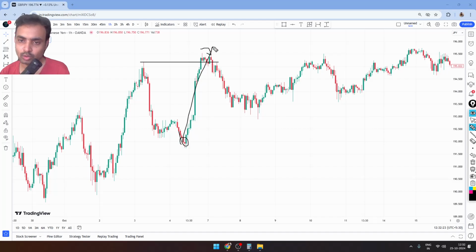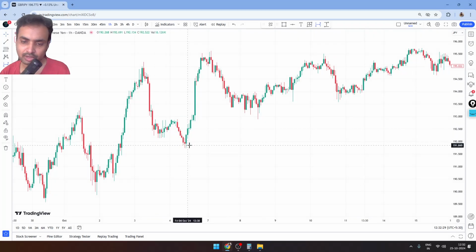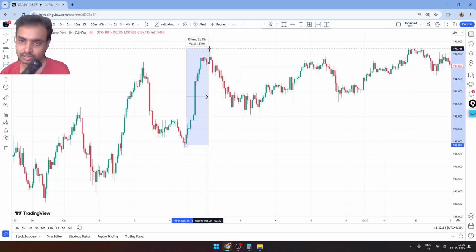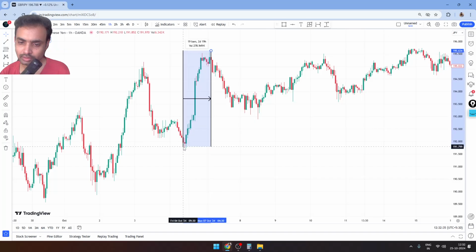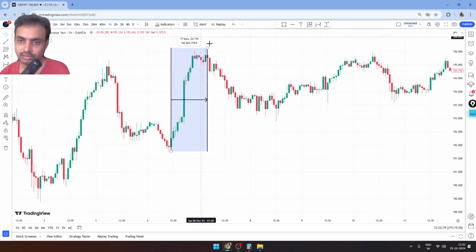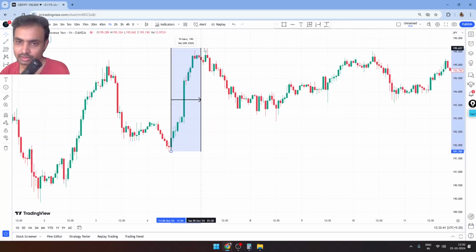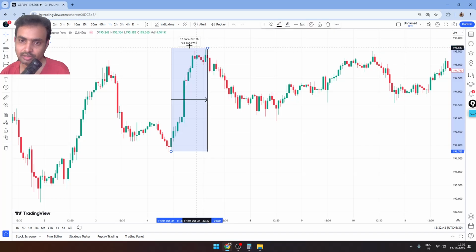So we want low to high. Low to high we are going to calculate. So I want to take an extreme low and extreme high. So extreme low is here, extreme high is this one. I think this one. Have I marked properly? Yeah, 17 bars, right? 17 bars. I think this is the extreme low, extreme high. Yes, that's the extreme high. 17 bars.